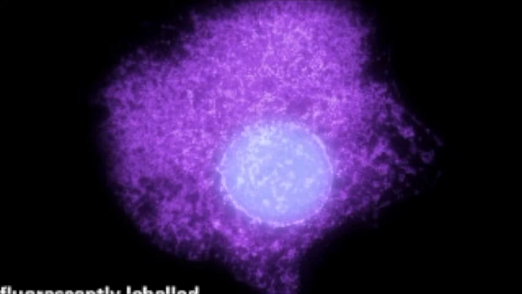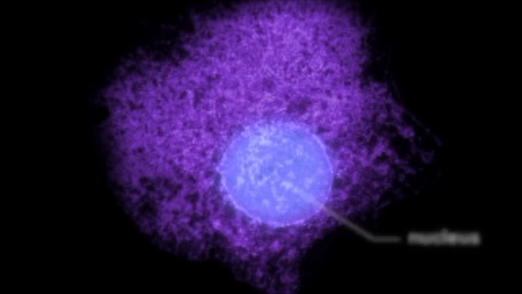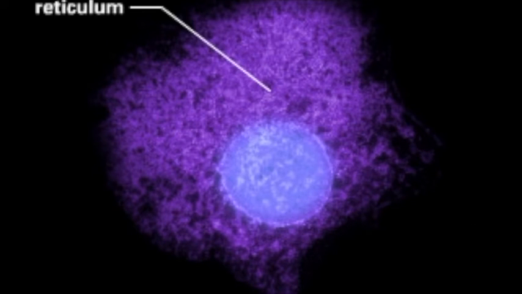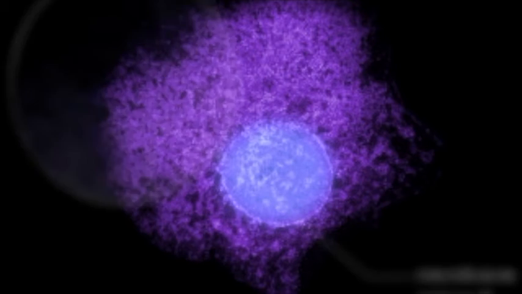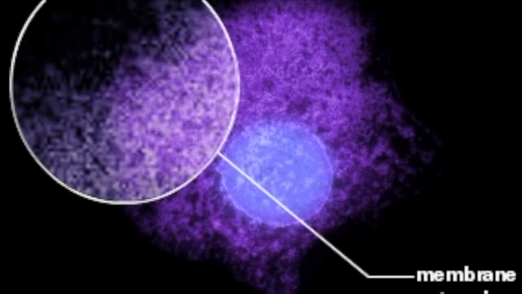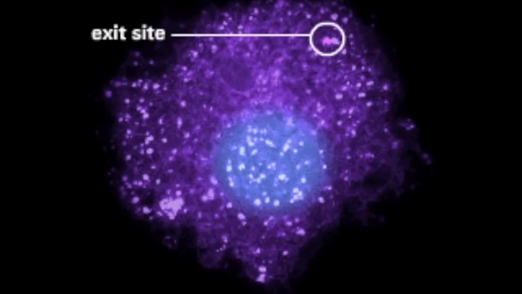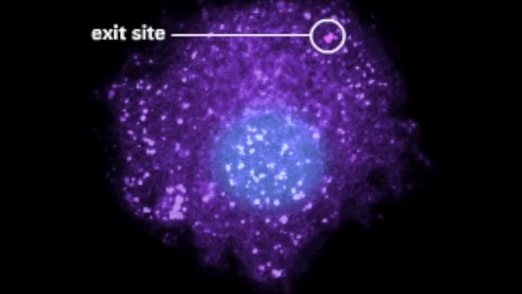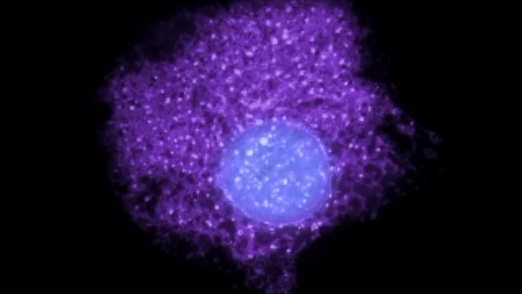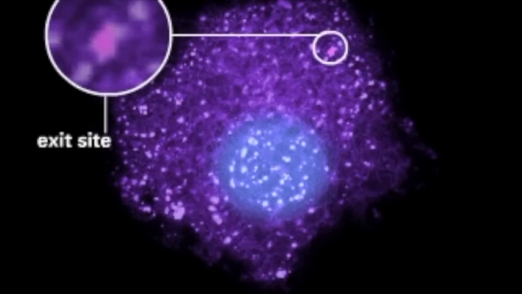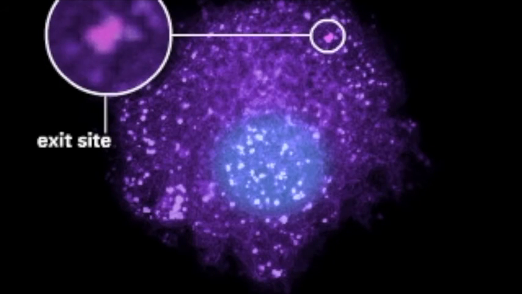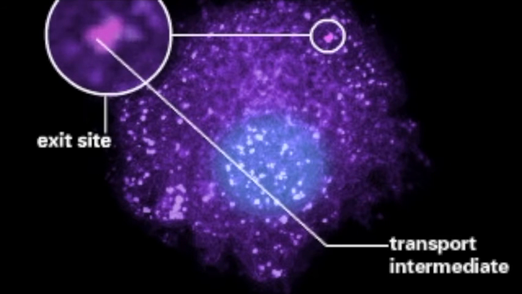Fluorescently labeled membrane proteins start their journey to the plasma membrane after synthesis in the endoplasmic reticulum. They are first dispersed throughout the extensive membrane network of the endoplasmic reticulum, from where they move to exit sites that form in random locations in the membrane network. At each of these sites, the membrane proteins are concentrated and packaged into transport vesicles. Clusters of the transport vesicles fuse to form transport intermediates.